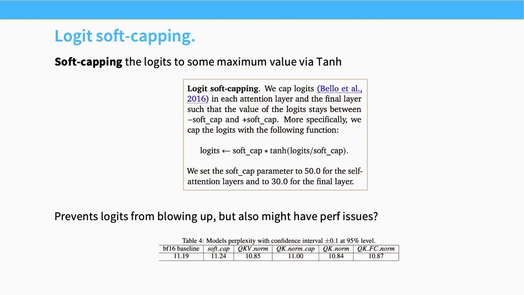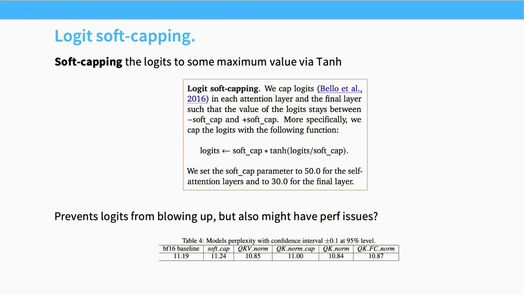This is almost a hard constraint. It's called a soft cap, of course, but a tanh is bounded at some value. And so this is in the Gemma models. I think Gemma 2, 3, and 4 all use the logit soft cap trick. What they do is take all of their logits for the attention layers and soft cap them at some value. Some NVIDIA folks have done quite nice work doing systematic comparisons of these stability interventions.